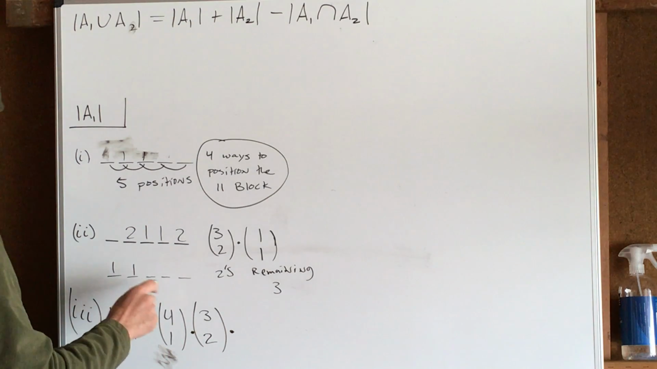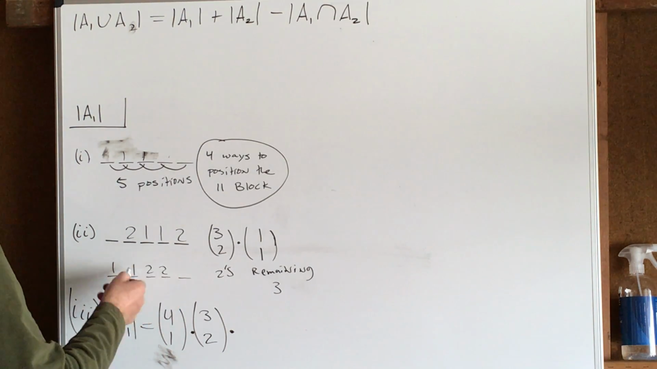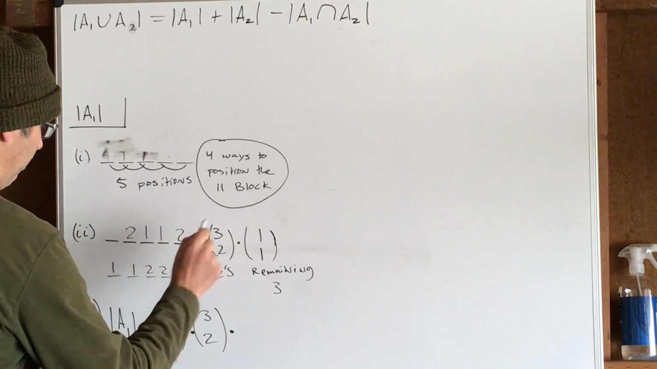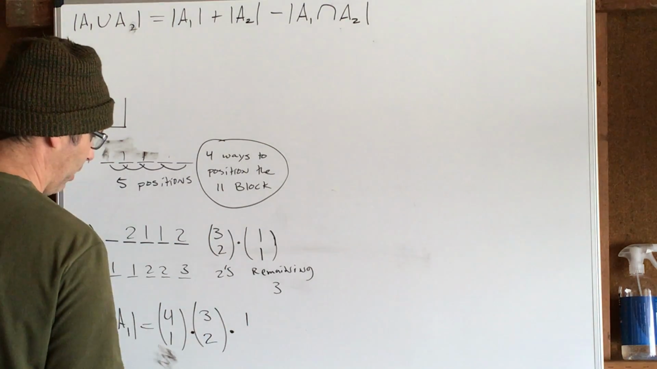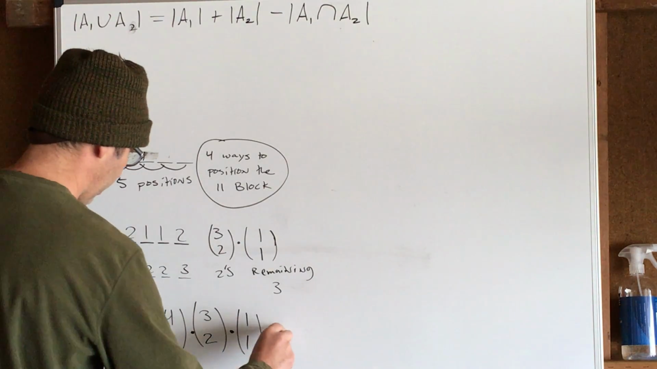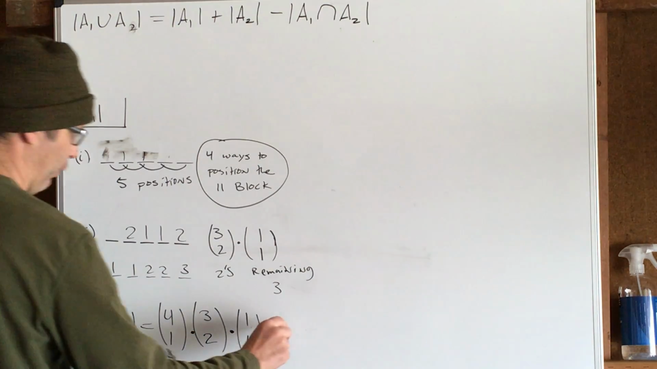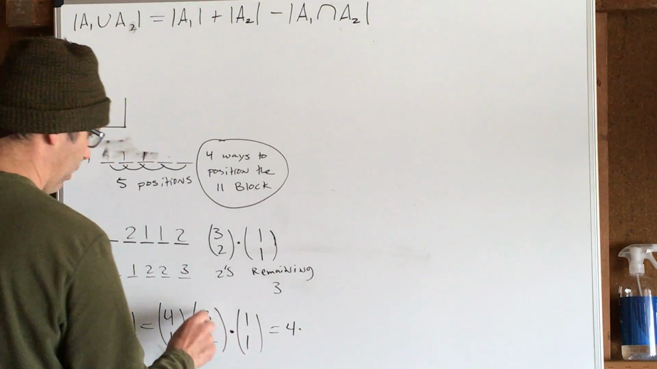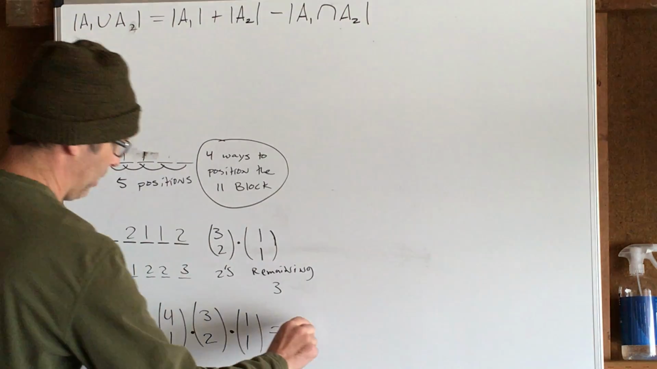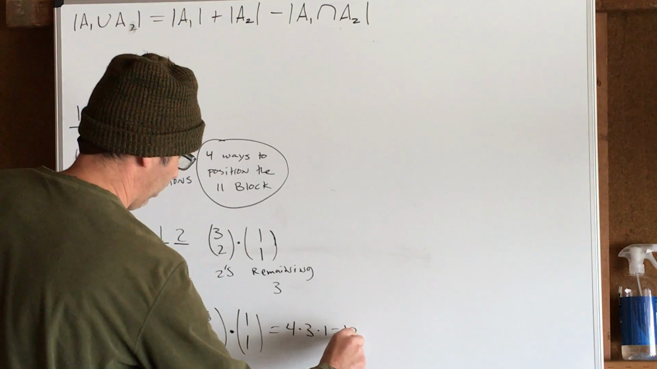Then I have, let's say I chose, you could just put them together. Let's just put one like that. Then you have one position left. Choose that 1 position for the 3. Okay, this is 4 choose 1 is 4. 3 choose 2 is 3 choose 1, so that's 3 times 4 equals 12.